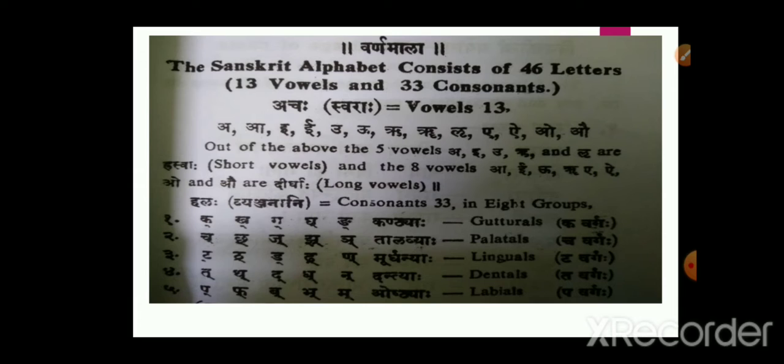Ta, tha, da, dha, na. So these 5 letters are called as murdhanyaha, that is the Ta vargaha, which are linguals.